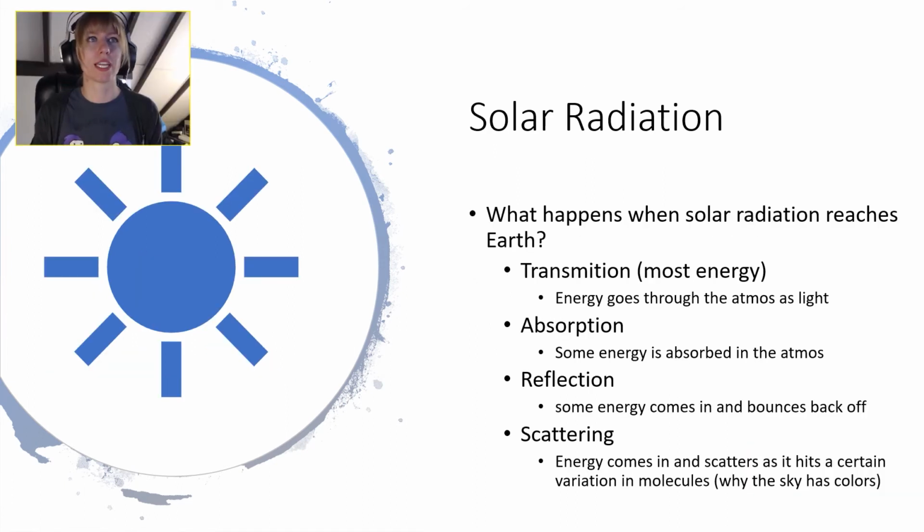So solar radiation. It's a big deal here. Everything is solar powered, technically. So what happens when solar radiation reaches Earth? Well, a couple things can happen. It can be transmitted, which is what happens to most energy, where it goes through the atmosphere as light that we see. Absorption, some energy is absorbed into the atmosphere. We have reflection, where energy kind of comes in and then immediately turns around and leaves. And then scattering, where energy comes in and then just scatters off molecules. Just because of how they're oriented, they just scatter.